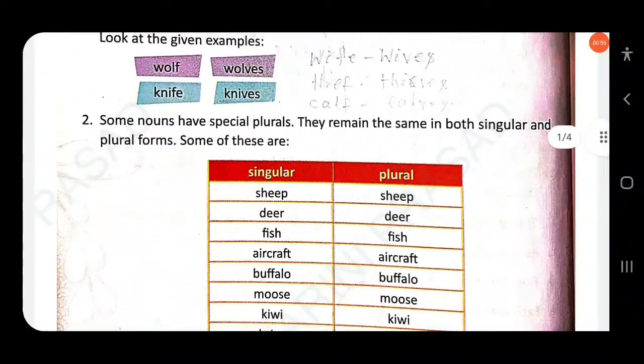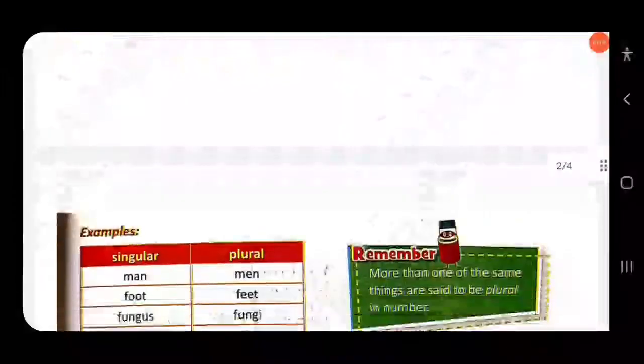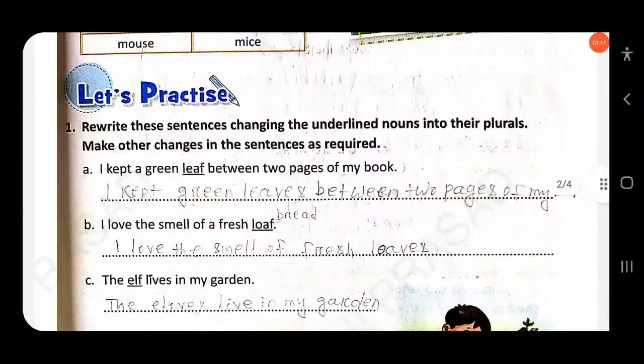As we have already discussed the rules of how to change singular into plural in the previous videos, here, on page number 25: rewrite these sentences changing the underlined nouns into their plurals. Make other changes in the sentences as required.